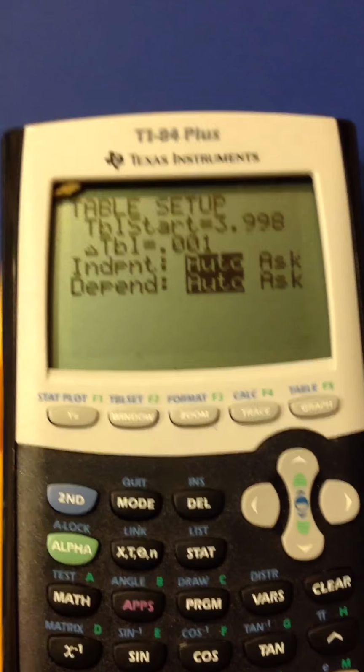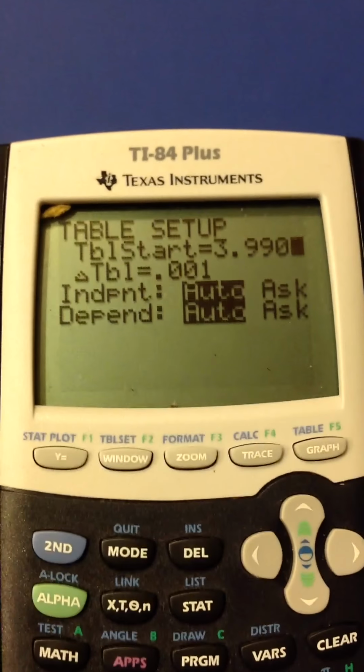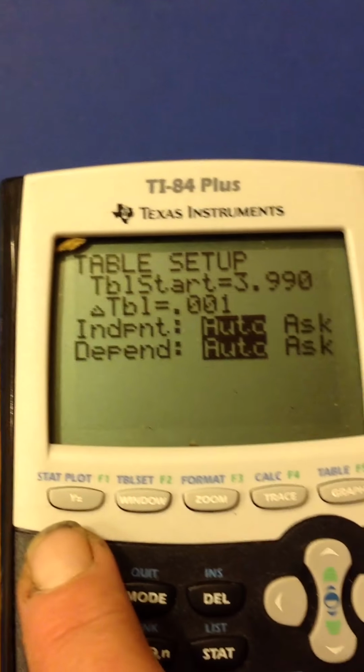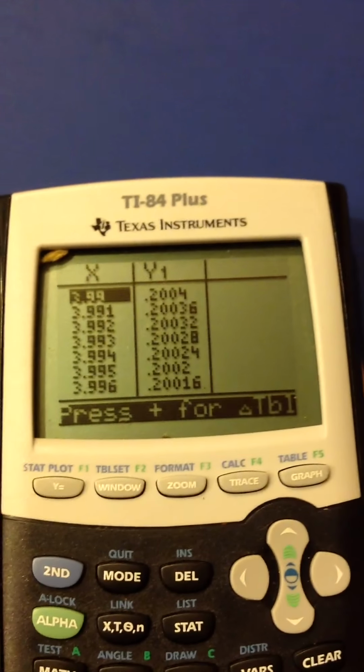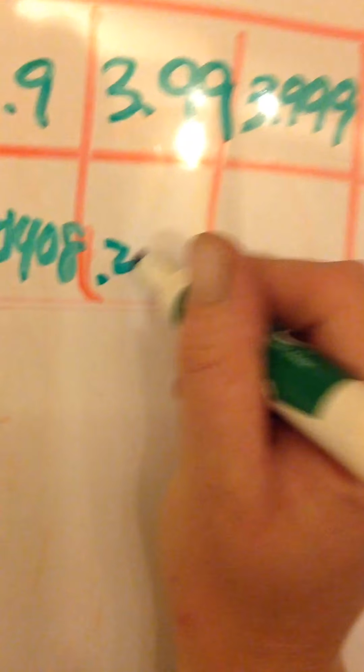3.99, but I don't want 3.988, 3.990, and second table. Cool. 0.004. I'm sorry. 0.2004. Yep, that's the right one.